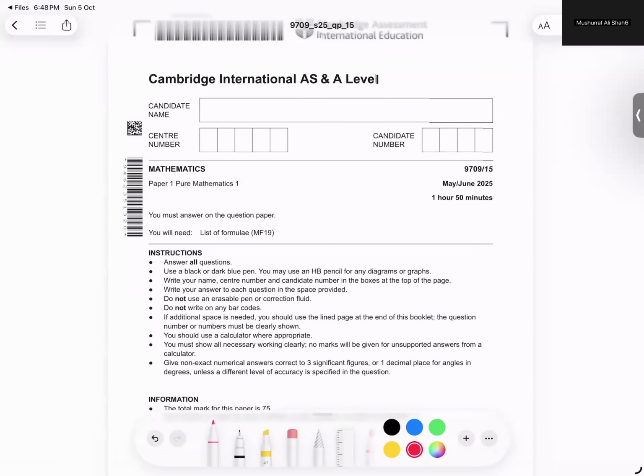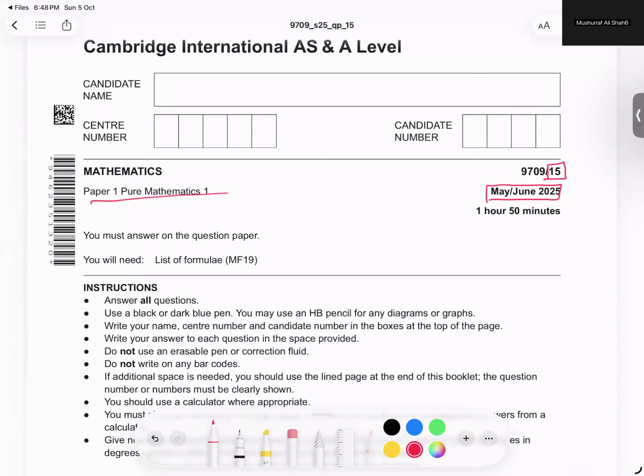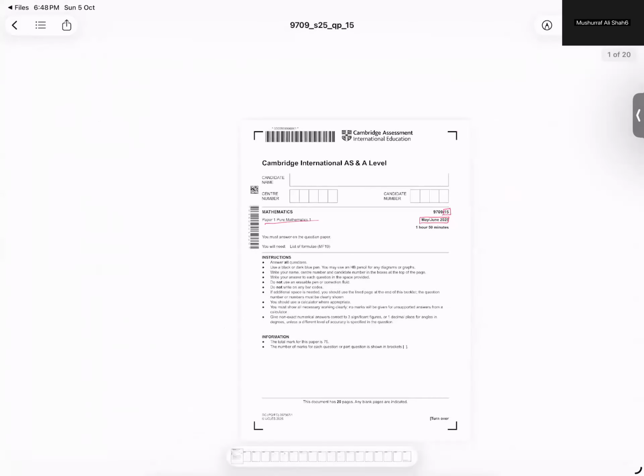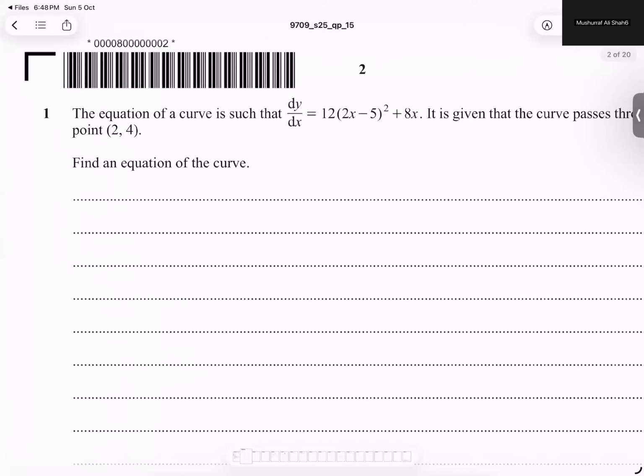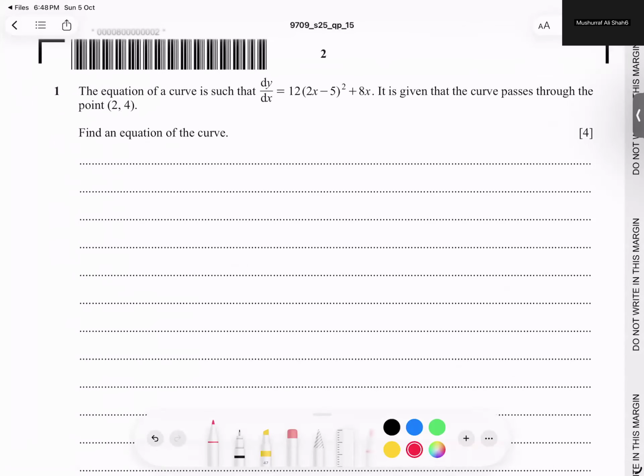Student, this is June 2025 and variant 15. We are going to start Pure 1 paper. So have a look. The first question we have here is the equation of a curve such that we have been given a derivative. You can see here, and it's given that the curve passes through this point. Find the equation of the curve.